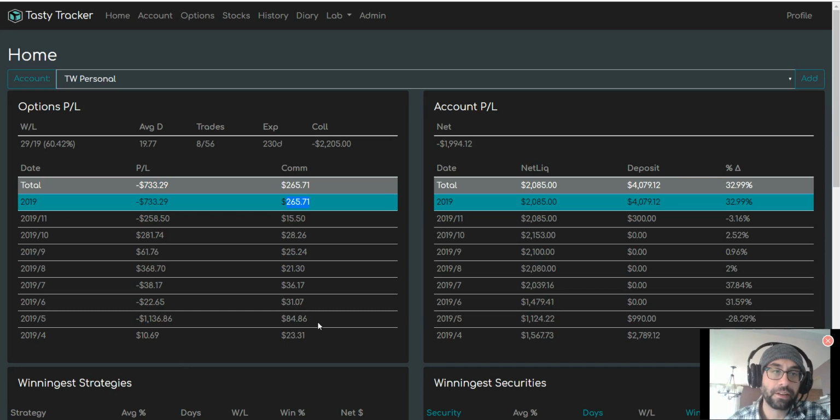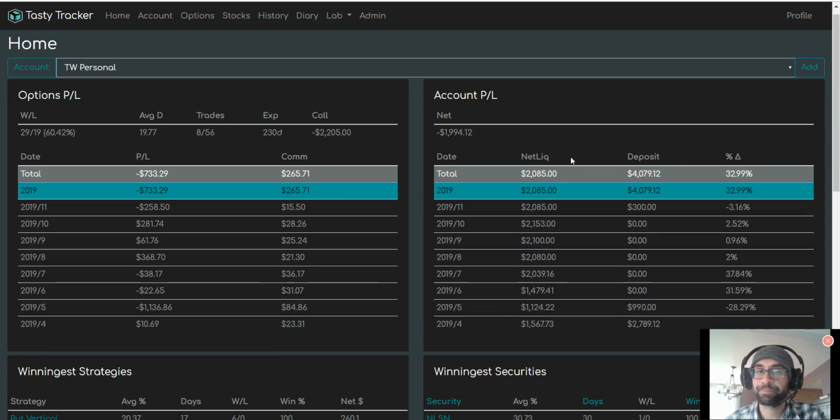I do all my trading in this account in Tastyworks, obviously, and so that might give you some motivation to go to Robinhood or Webull when they come out with options. But anyway, it kind of puts that figure in your face a little bit.